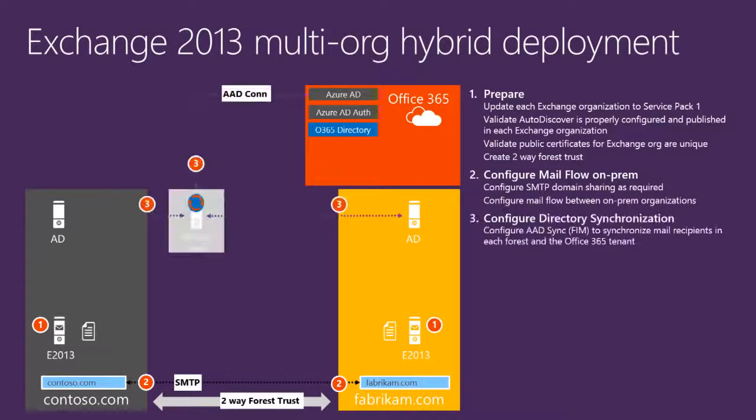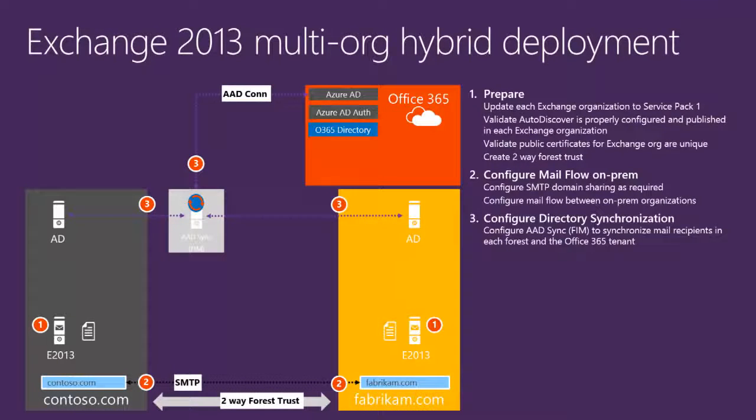Anyway, you've done that. You configure directory synchronization. You cannot use DirSync, the older version, but you can use AAD Sync, or you can use FIM. We'll talk about the differences between both, but the option is yours. Why do you need it there? Well, obviously for object distribution or object synchronization, not only between the on-premises forest and Office 365, but also between the on-premises forests.